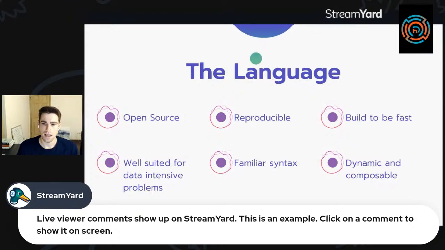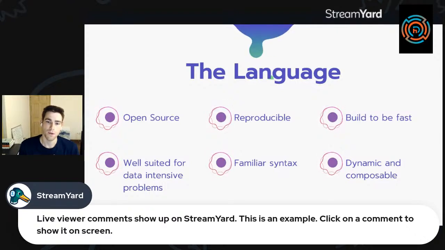And then again, Julia is dynamic and composable, and this has a ton of implications for what we were talking about before with respect to the interoperability. So again, some high level ideas to keep in mind.